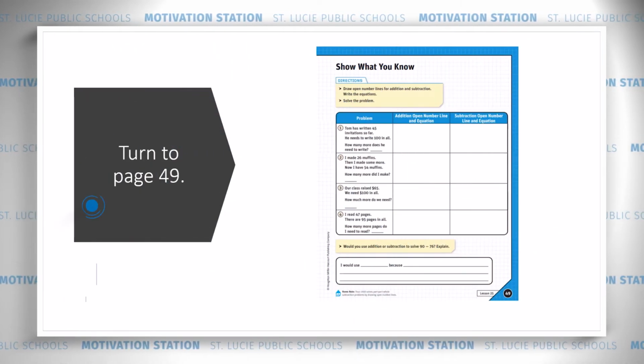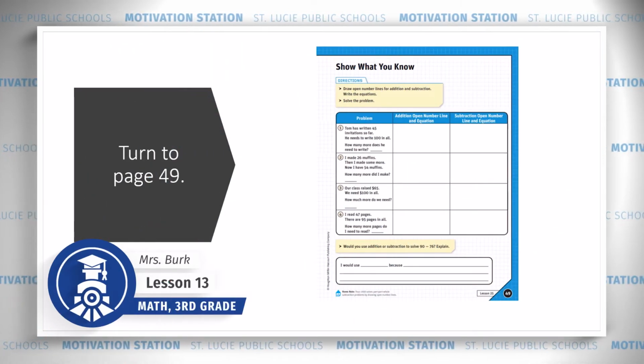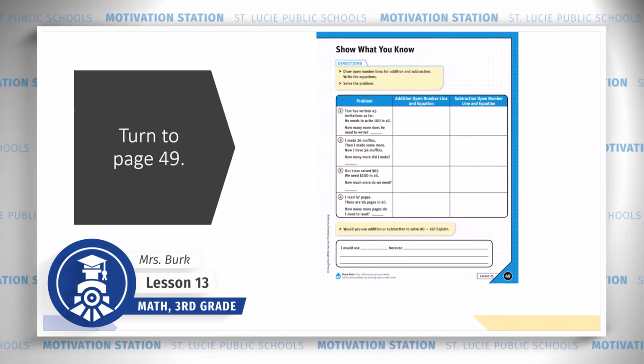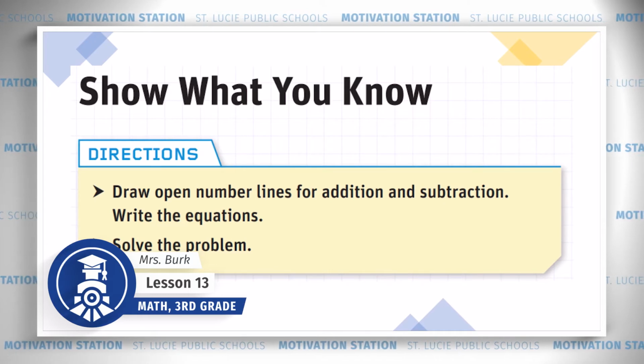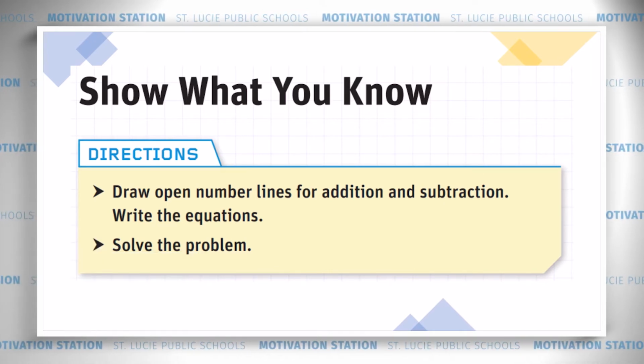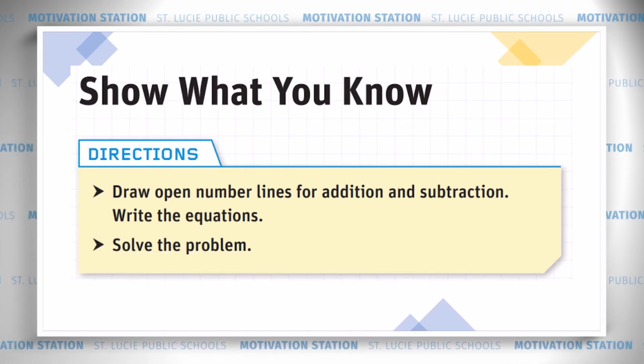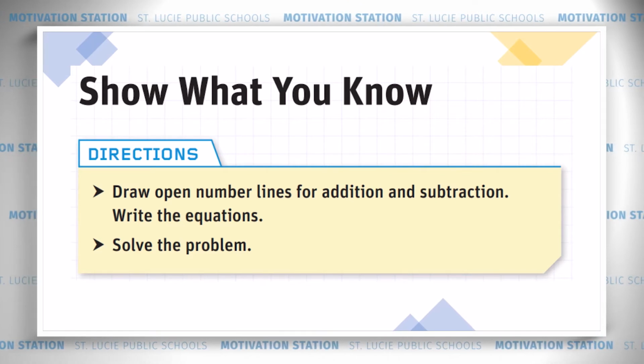Turn to page 49. Here you will find your Show What You Know. The directions for your Show What You Know say, draw open number lines for addition and subtraction. Write the equations. Solve the problem.